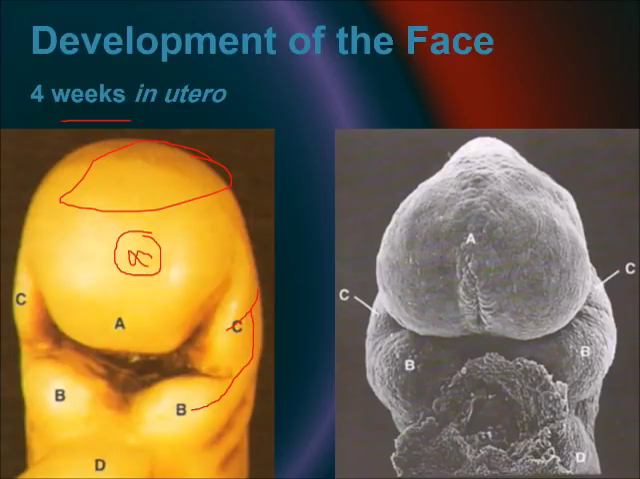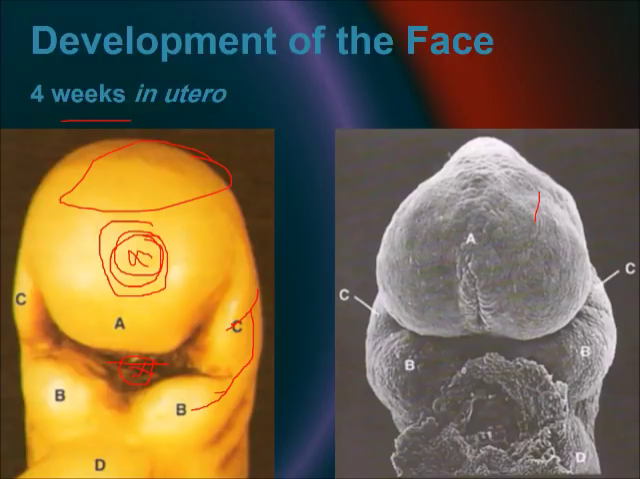The maxillary and mandibular processes on each side, together with the frontonasal process, these 5 processes will surround the developing mouth or primitive mouth, the stomodium. This is the primitive mouth or stomodium. It is surrounded by 5 processes: number 1, the frontonasal process, and the maxillary process and mandibular process from each side.